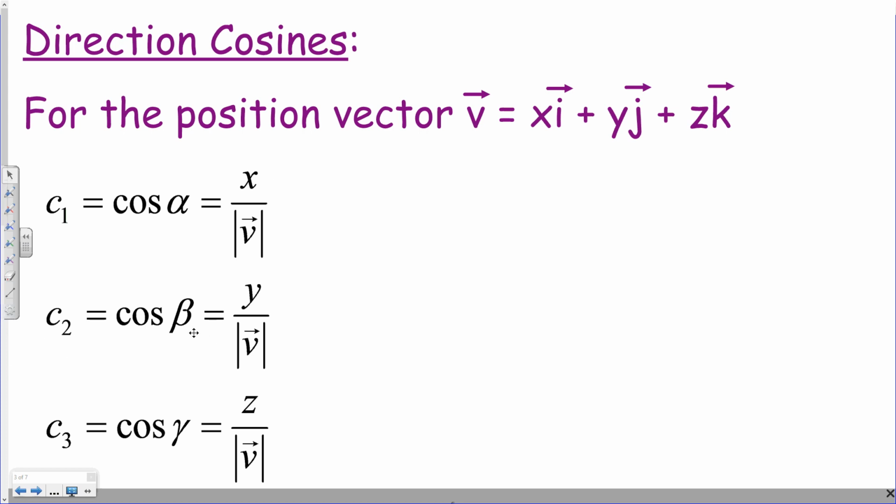For C2 we call the cosine of beta. That's our direction cosine for beta, and that's y over the magnitude of vector v. And finally, C3 is the cosine of gamma, which is z over the magnitude of vector v.